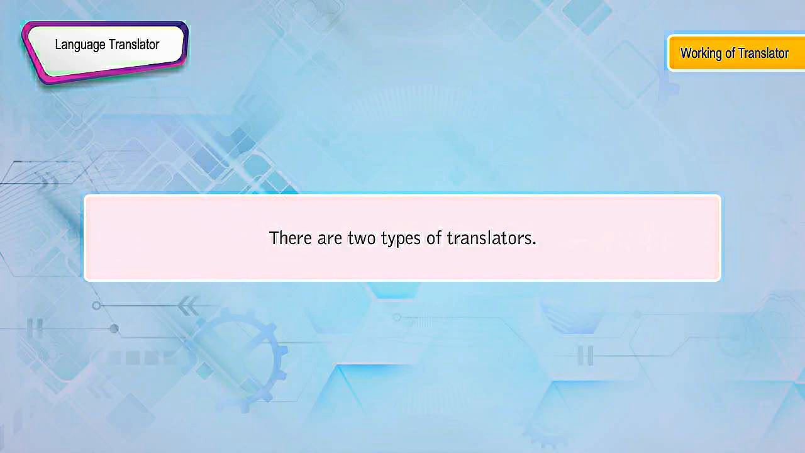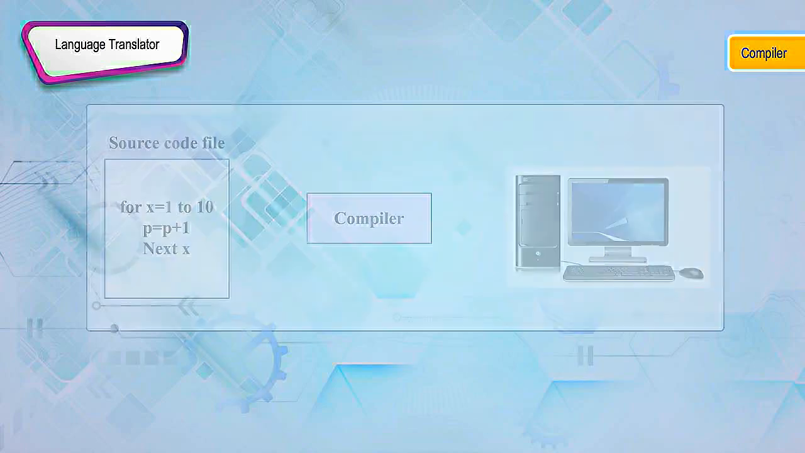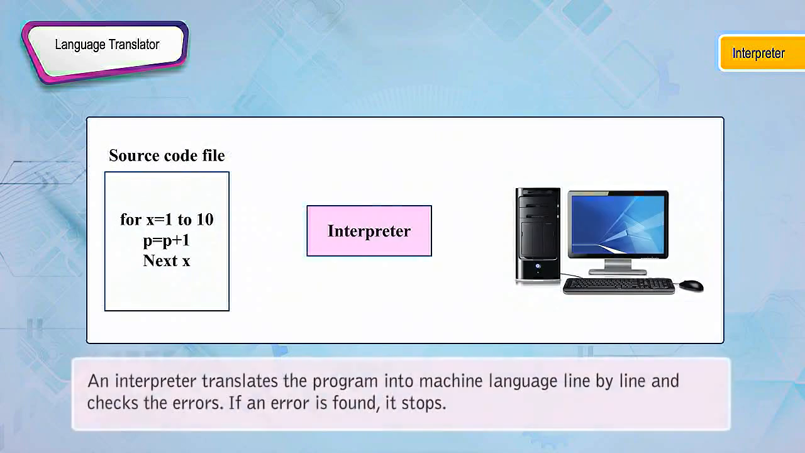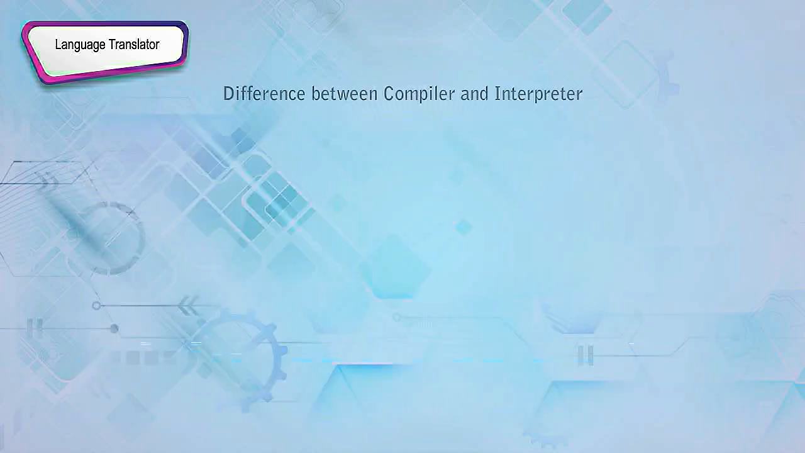There are two types of translators. Compiler. A compiler searches errors in the entire program and lists them. If the program is error-free, it converts the code of program into machine code, and then the program can be executed. Interpreter. An interpreter translates the program into machine language, line by line, and checks the errors. If an error is found, it stops.